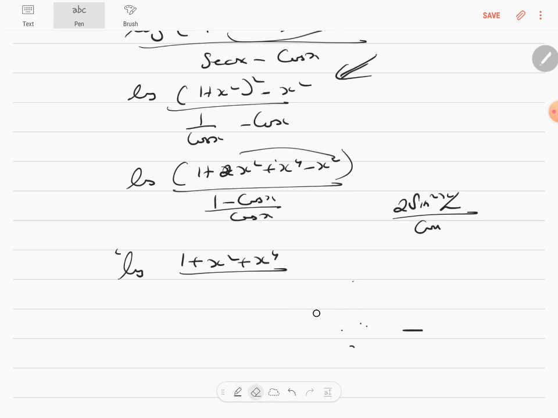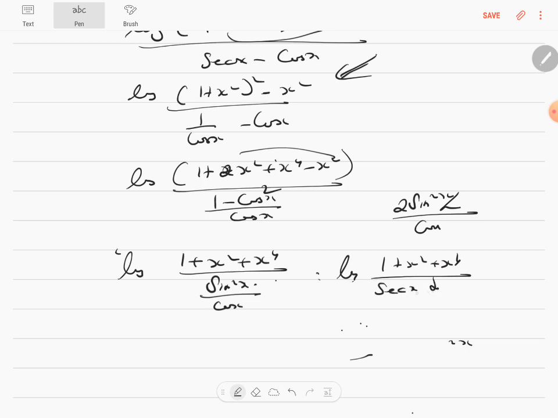Once again, this is the part I want to think about. Again, another mistake that I made is 1 minus cos square x. So it will become sin square x by cos x. So it will become sin square x into sin square x by cos x. So you can write it as log of 1 plus x square plus x to the power 4 by secant x into tan x, and tan x into 1 by sin x. So you can write it like this.